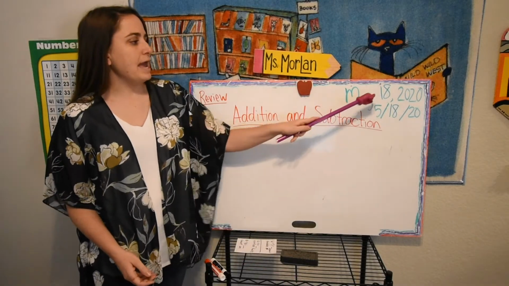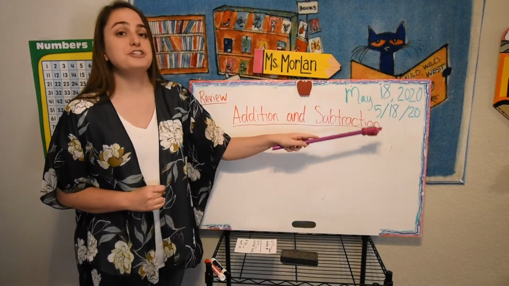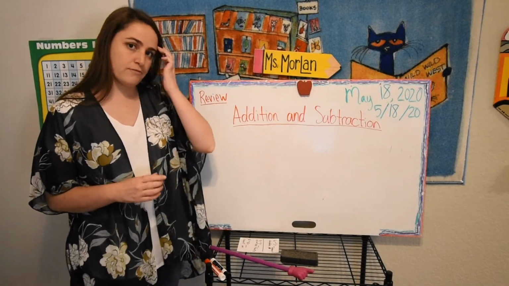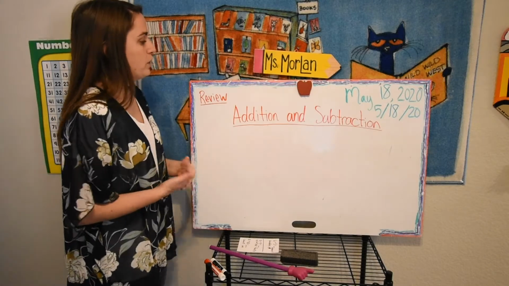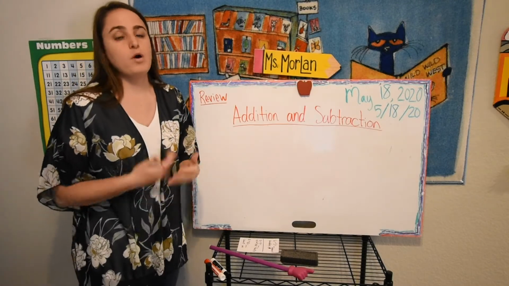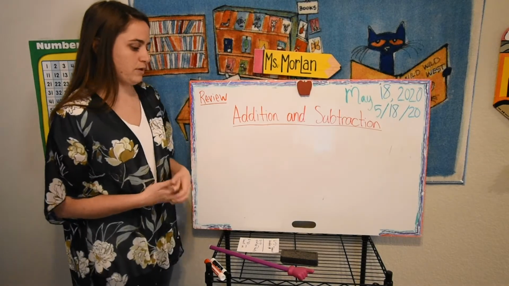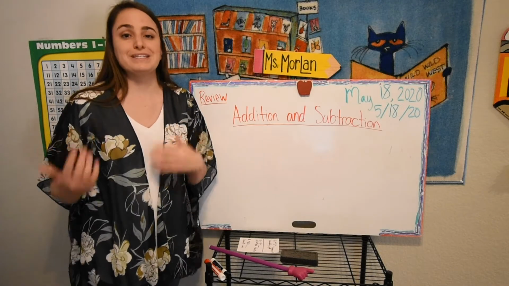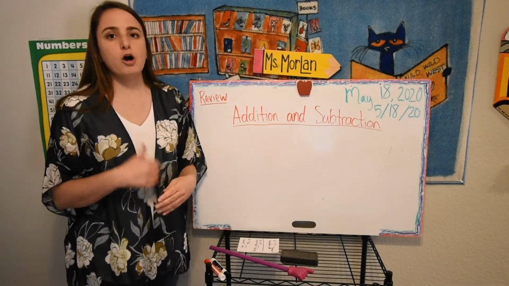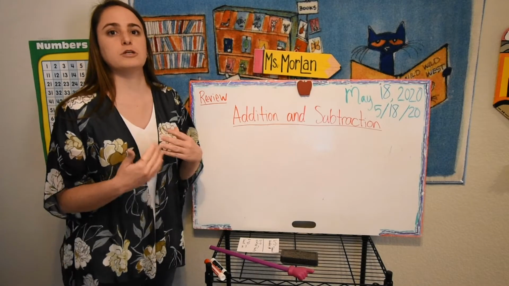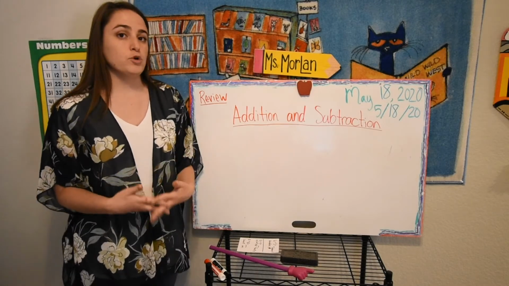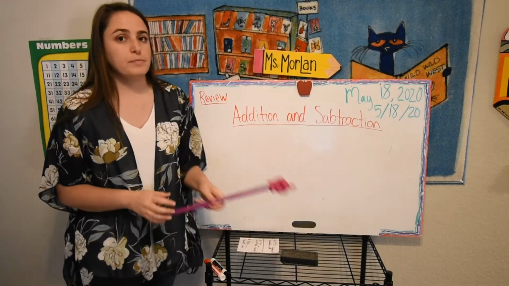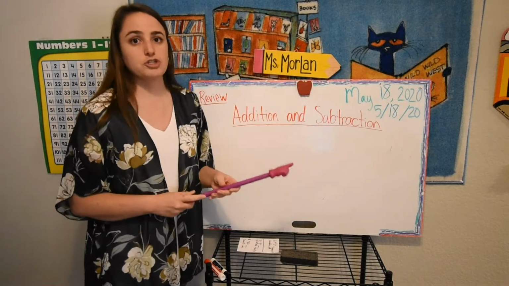Today is May 18th, 2020. The digital date is 5/18/20. Now, for math, for the remainder of our time in school, we are going to be reviewing what we've learned so far in the year. Okay, we're going to be reviewing addition and subtraction strategies. We're going to be reviewing tens and ones. So it's going to be all stuff that we've learned before, but we're just going to be continuing to practice those skills and strategies. Okay, for today and tomorrow, we are going to be reviewing addition and subtraction strategies.